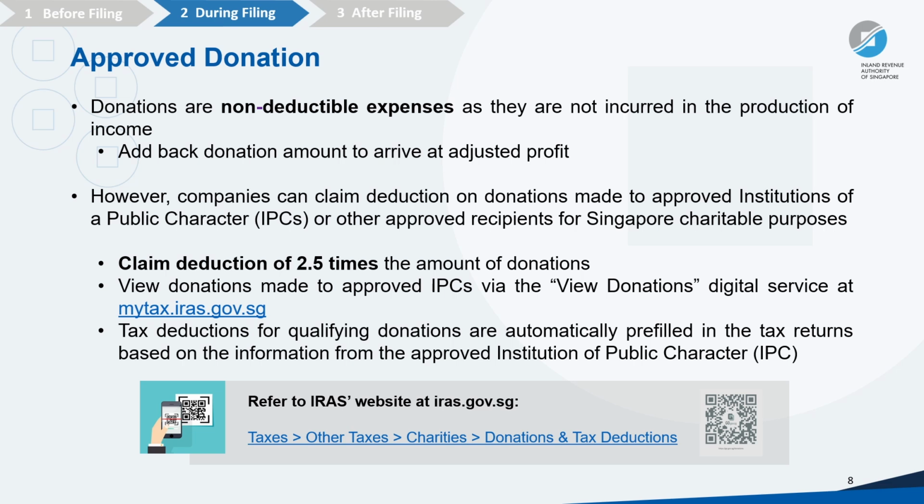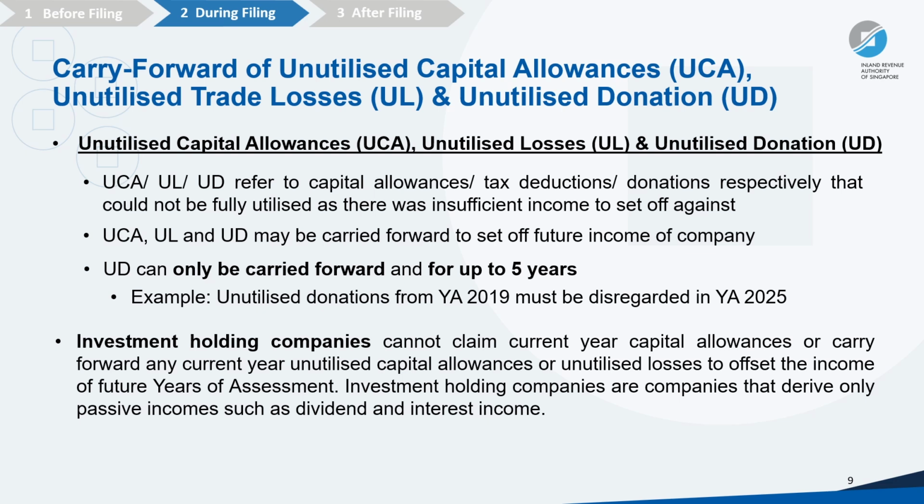Tax deductions for qualifying donations are automatically pre-filled in the tax returns, based on the information from the approved institution of public character. Companies can check if they have been accorded the tax deductions on My Tax Portal under View Donations. There could be instances where companies may not be earning sufficient income to set off in full the tax deductions, capital allowances claim, or donations.